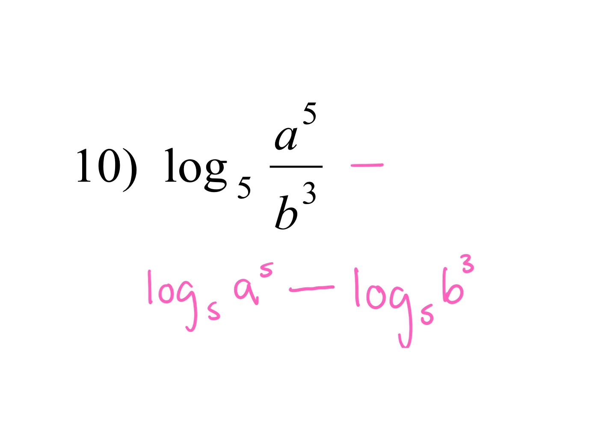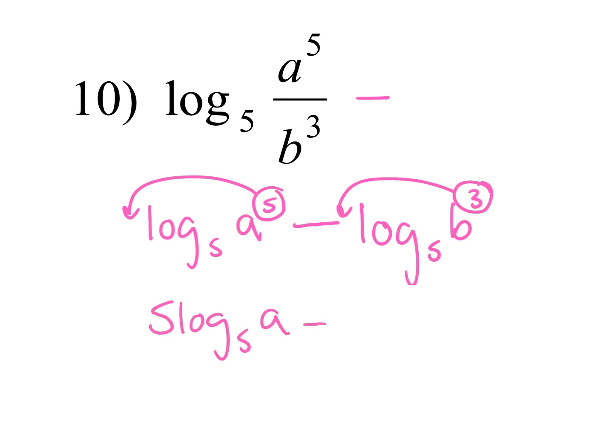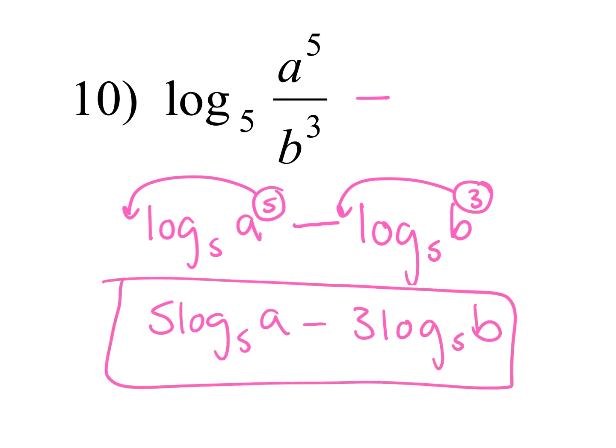And then what's the last step? We move the exponents to the front. Perfect. So it'll be 5 log base 5 of a minus 3 log base 5 of b. Any questions on this one?